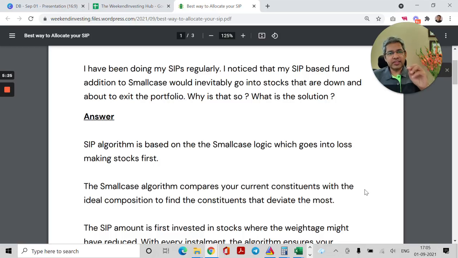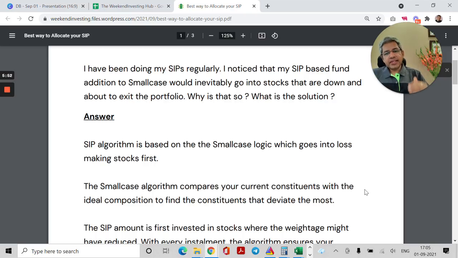How will it do that? How will the SIP decide which are those 4 stocks where it needs to go and add this SIP value? And then next month when you add another SIP, which of the stocks will it go and add to at that point of time? So there is an inbuilt logic in the SIP algorithm. I cannot change that, and the smallcase algorithm is already there.